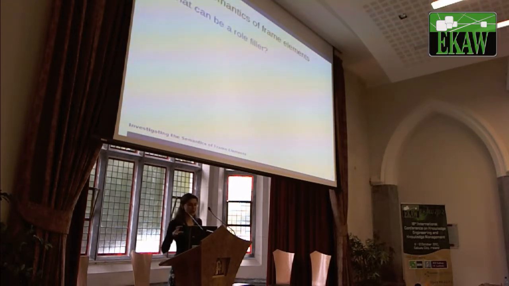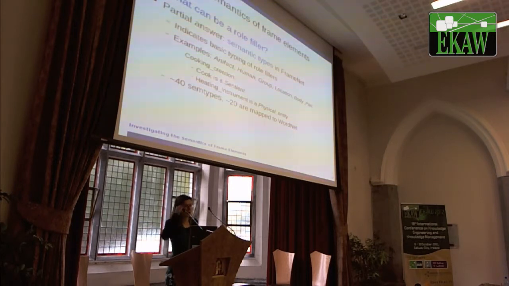What we are focusing on is the semantics of frame elements, the semantics of roles connected to frames in FrameNet. The main question here is simple. What can be a role filler? And the partial answer is given by so-called semantic types, which is a concept in FrameNet itself. These semantic types indicate the basic typing of role fillers, and they are quite abstract. For instance, human, group, location, and so on.